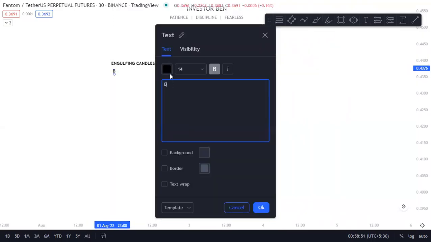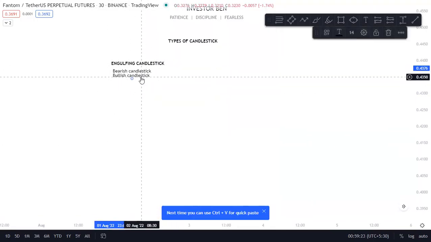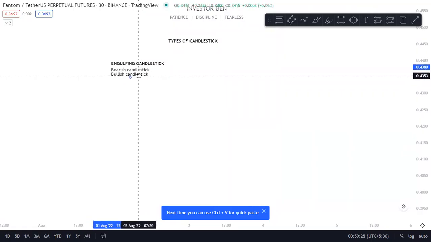The bearish and bullish engulfing candlestick. Yeah, so these are the two types of engulfing candlestick, the bearish and the bullish, right? And we have some other types of candlestick.